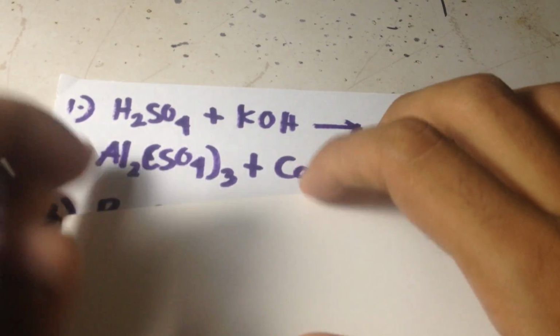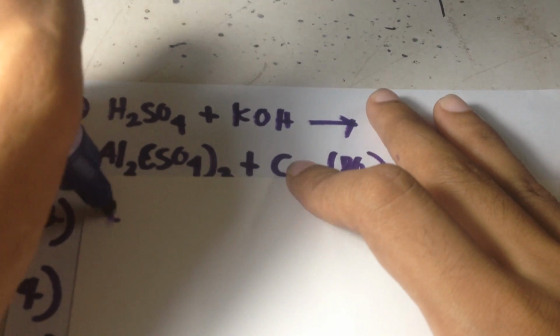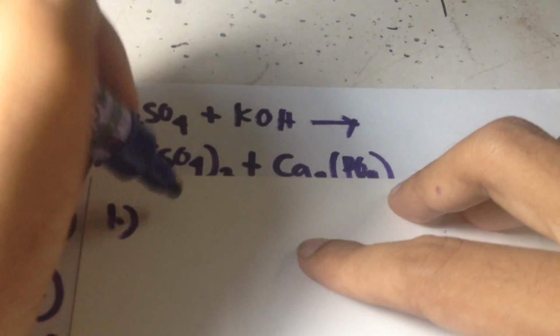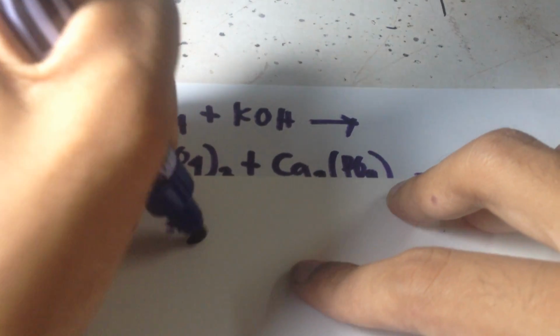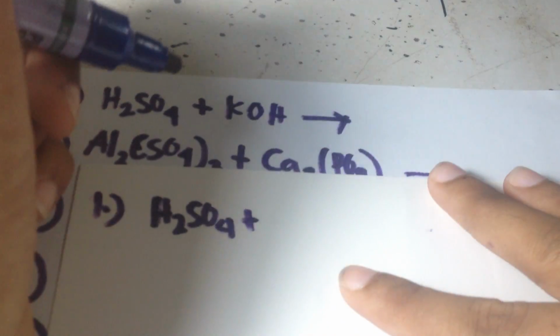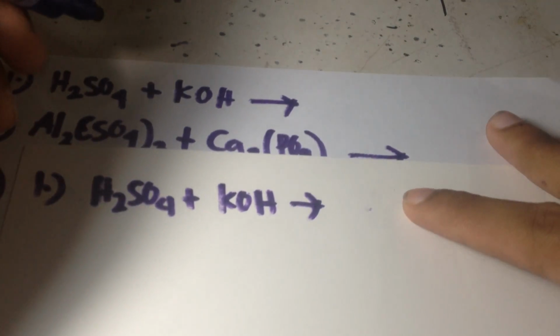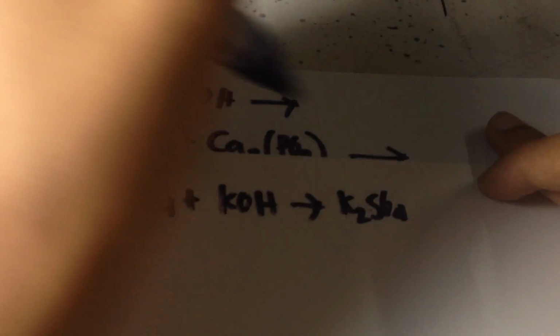So in number 1 we have sulfuric acid plus potassium hydroxide reacts to potassium sulfate plus water.